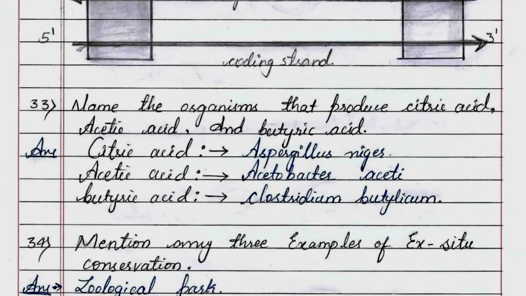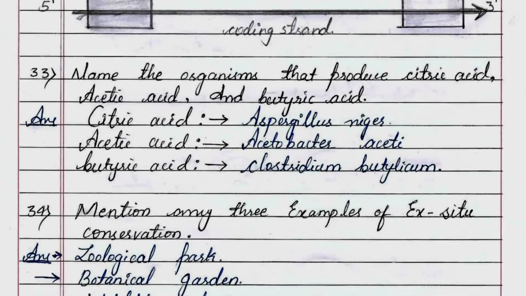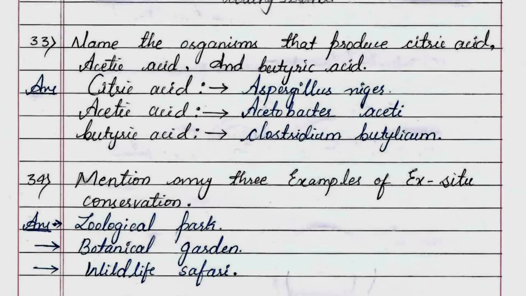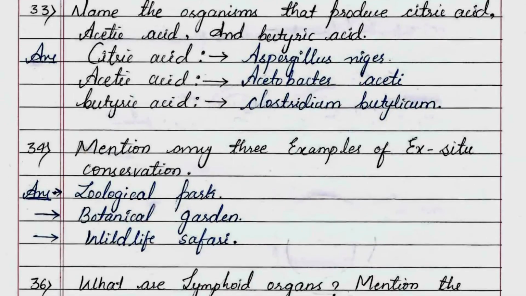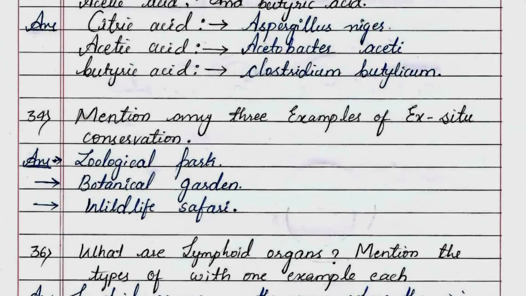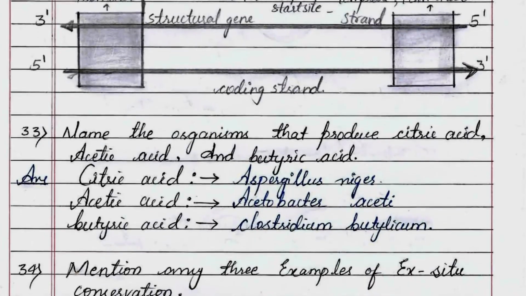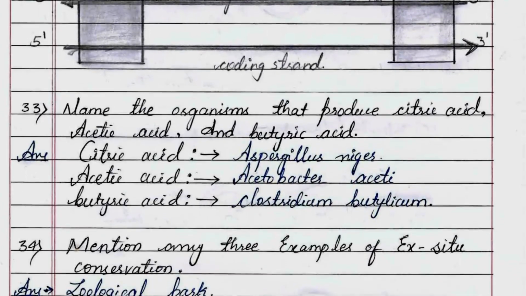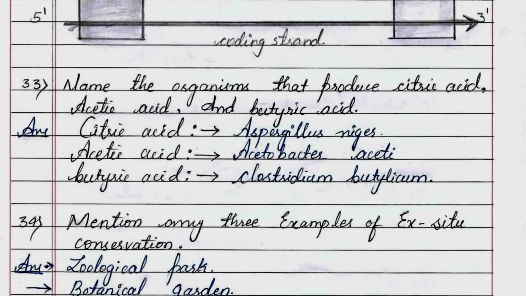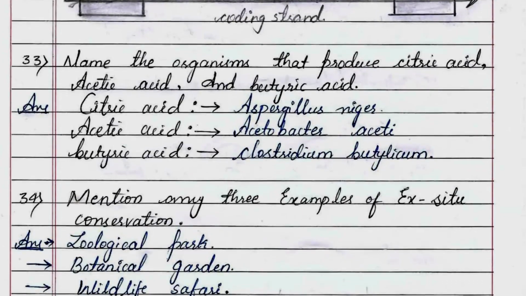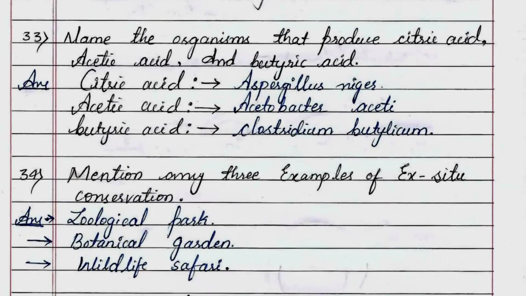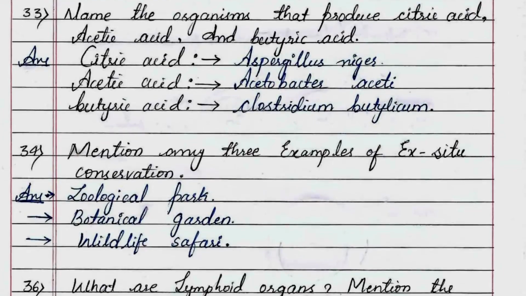Here are the answers. Citric acid is Aspergillus niger and acetic acid is Acetobacter aceti. Third, butyric acid is Clostridium butylicum. Here is the 34th question. Mention any three examples of ex situ conservation. Here the examples are zoological park, botanical garden, wildlife safari.